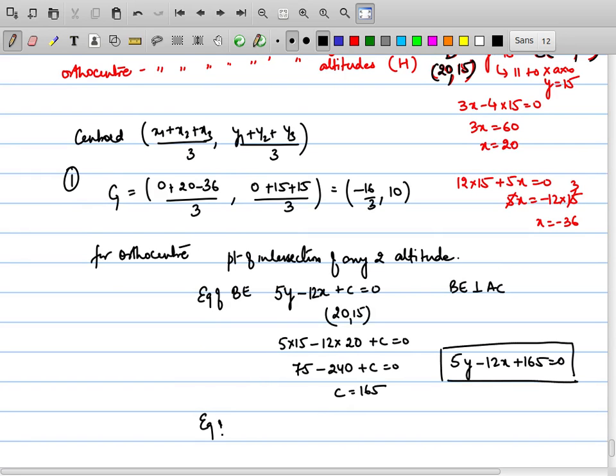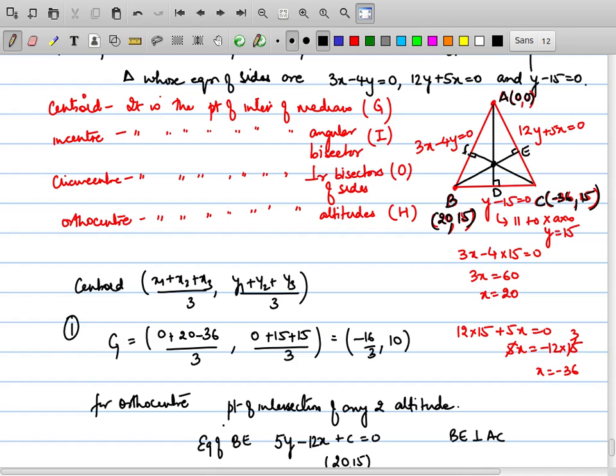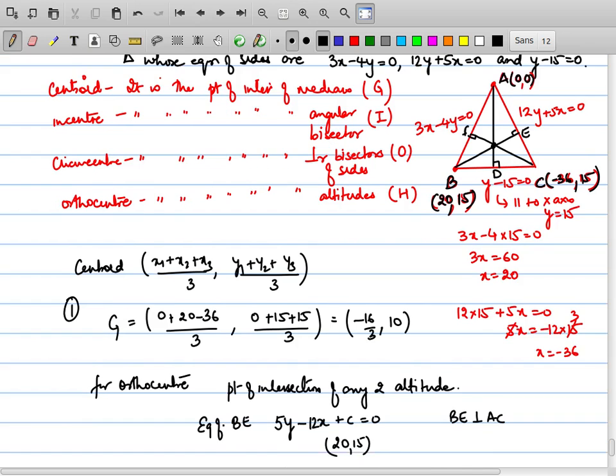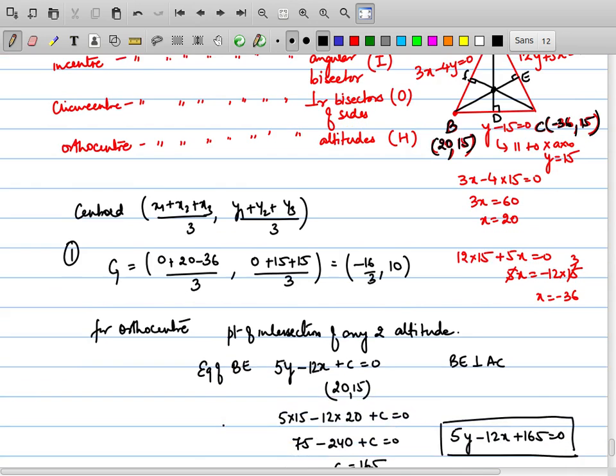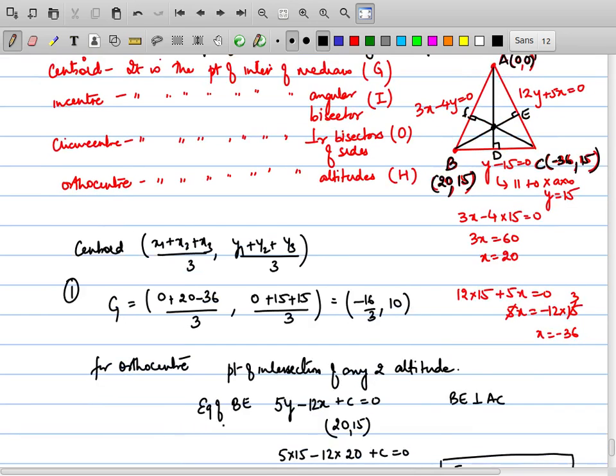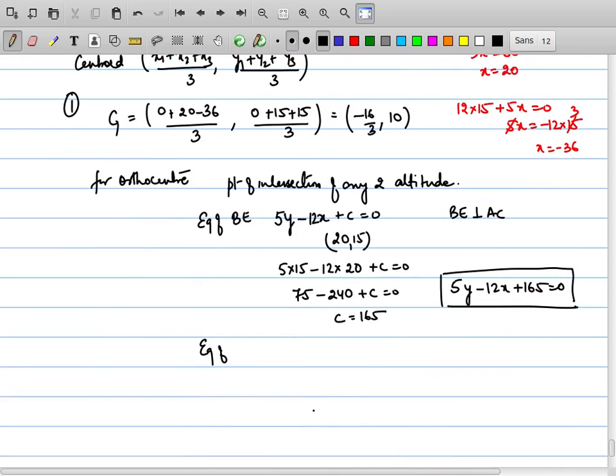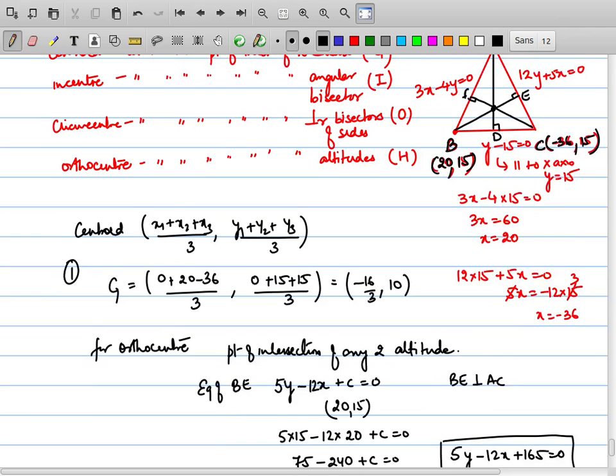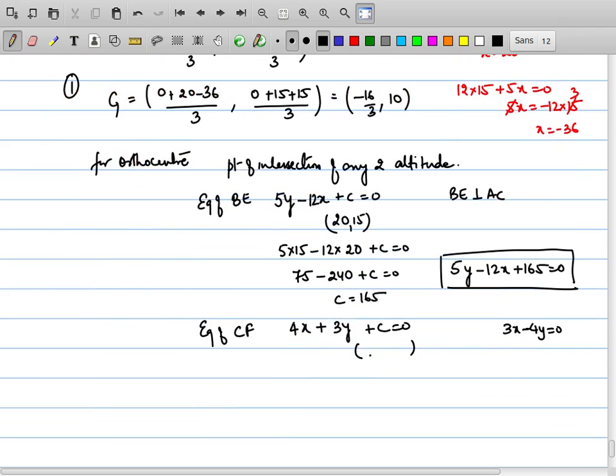Similarly, we can find the equation of any other altitude that we want. Let's say we want CF. Now CF is perpendicular to AB. The equation of AB was 3x minus 4y is 0. Therefore the equation of CF would be: interchange the coefficients 4 and 3 and reverse the sign, plus C equals 0. But CF is passing through which point? It is definitely passing through C, minus 36, 15.